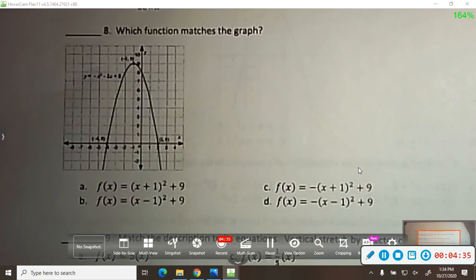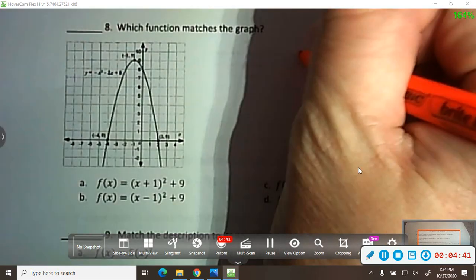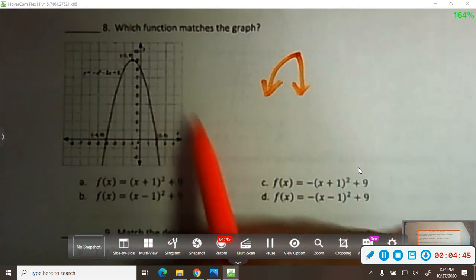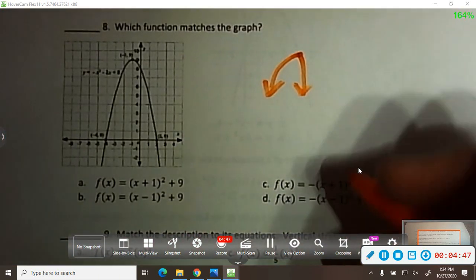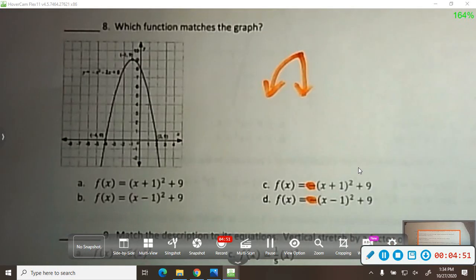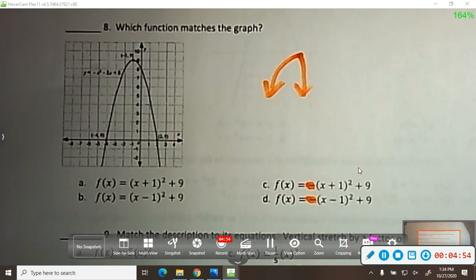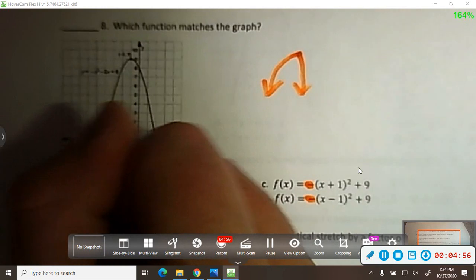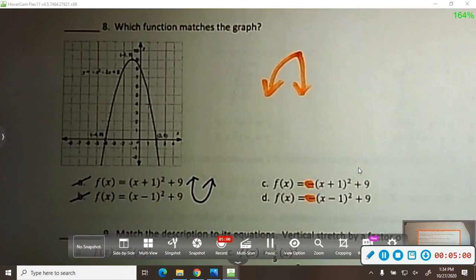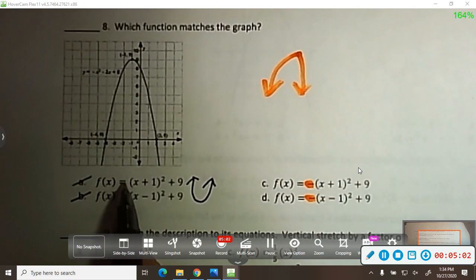So on number 8, first thing I notice is that my graph looks like this. It's upside down. So to be upside down, it has to have a negative out front. So I could eliminate A and B. 100% it's not those, because those look like this. They look like that because they have a positive number out front.